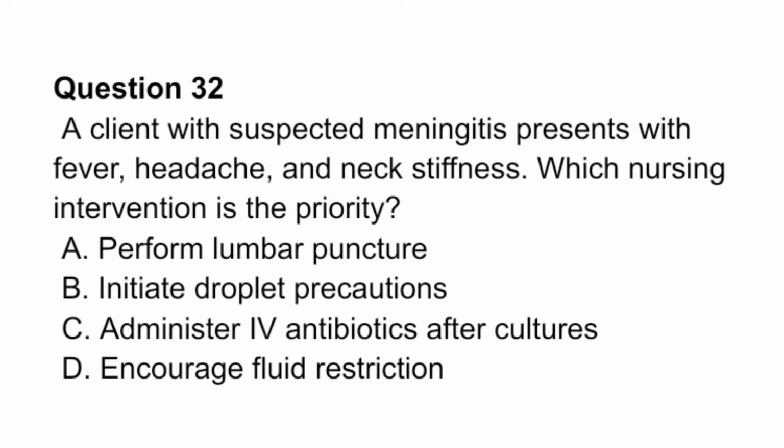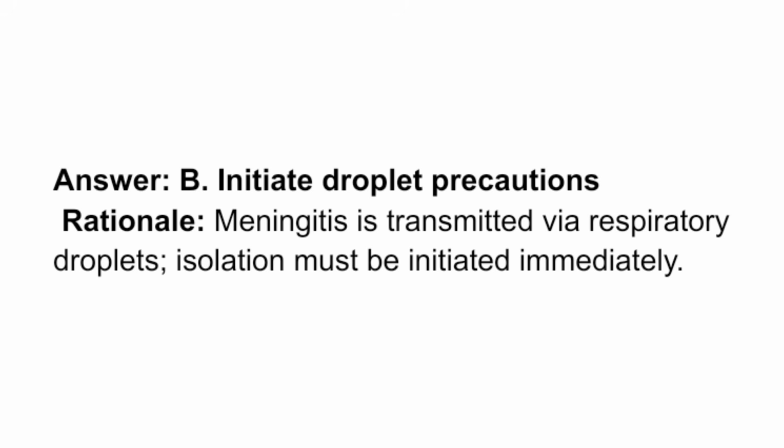Question 32. A client with suspected meningitis presents with fever, headache, and neck stiffness. Which nursing intervention is the priority? A. Perform lumbar puncture. B. Initiate droplet precautions. C. Administer antibiotics after cultures. D. Encourage fluid restriction. Answer: B. Initiate droplet precautions. Rationale: meningitis is transmitted via respiratory droplets. Isolation must be initiated immediately.